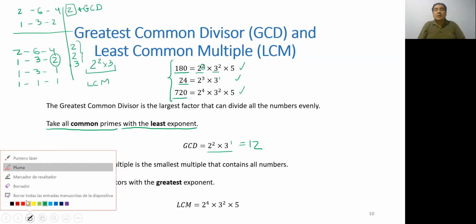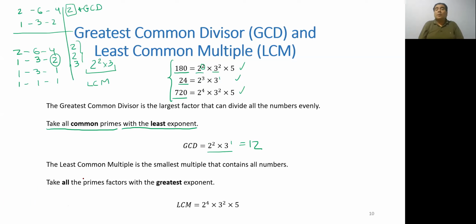What about the least common multiple? What's the procedure? Now I need to check all the prime factors participating in these numbers: 2, 3, 5. And then I copy the greatest possible exponent: 4, 2, and 1. So actually, this is just a copy of the third number, 720, because in actuality, 720 is already a multiple of both 180 and 24. So that's why this common multiple is that very number. Okay, people.